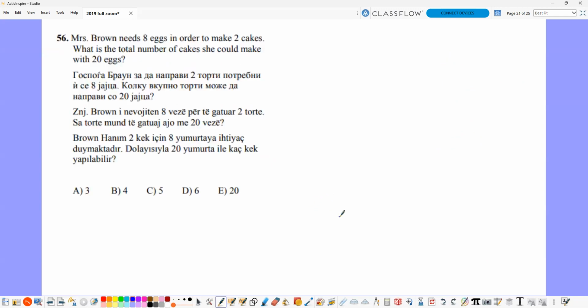Okay, the next one is a direct proportion question. In direct proportion, if Miss Brown needs 8x in order to make 2 cakes, what is the total number of cakes she could make with 20x? Means for 8x, if she can make 2 cakes, for 20x, how many cakes can she make?